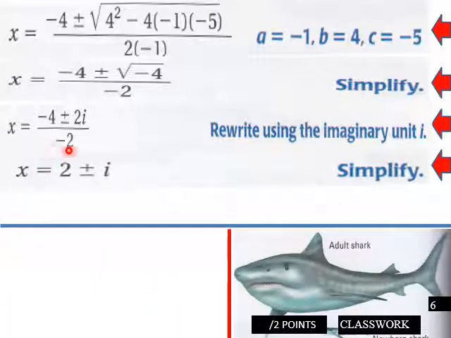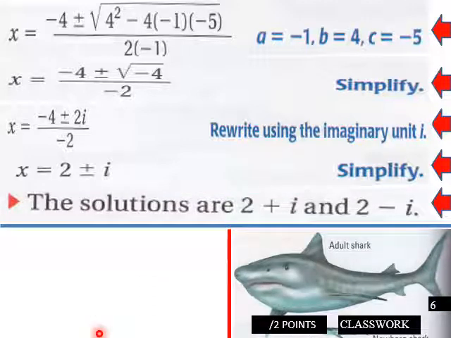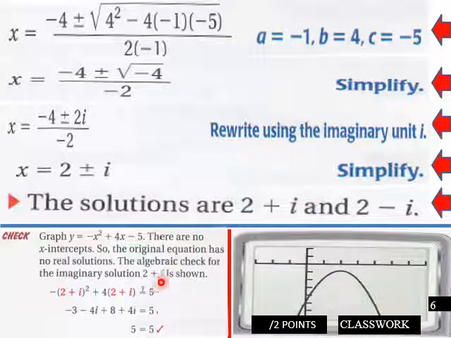And then after we factor in our negative 2 into our numerator, we get x equals 2 plus or minus i as our solution. So 2 plus i and 2 minus i would be our solution. These would be imaginary solutions here. And this is what the graph looks like for this quadratic here. It does not intersect our real axis. And so the original equation has no reals.